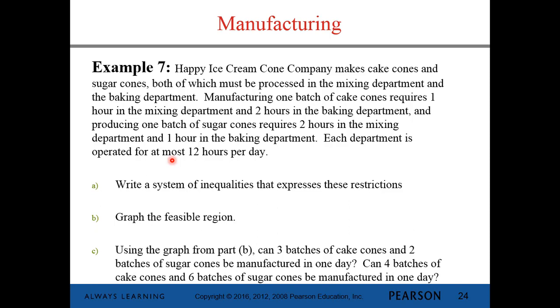For A, we want to write the system of inequalities that expresses the restrictions. B, graph the feasible region. And C, using B, find out if it's possible to make 3 batches of cake cones and 2 batches of sugar cones in one day, and also check to see if 4 batches of cake cones and 6 batches of sugar cones can be manufactured in one day. So basically, these are going to be our test points.